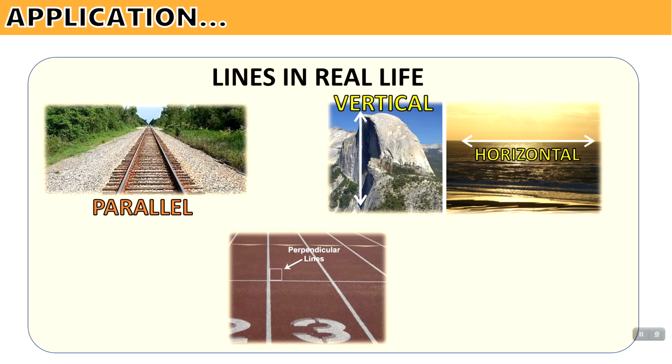And the bottom diagram is a picture of a track with various lanes and various lines, and we can see that where these lines intersect, they are perpendicular lines.